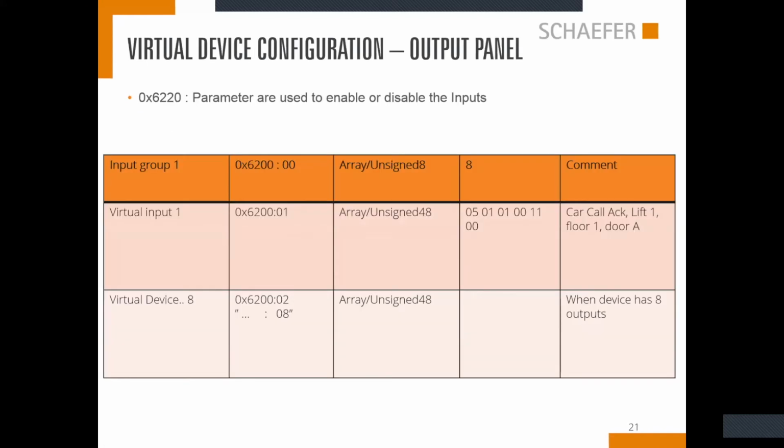Of the output panels. Similar to the input panels, 0x6220 can be used to enable or disable the outputs. I have a small typo here. It should be called virtual output because it's 6200. Anyway, let's go further. When this is read over the bus, you see a similar description to the input panel, where 05 shows the core acknowledge, and 01 and so on. At the end, we have 00, which is the status byte. This shows that this output is not high.